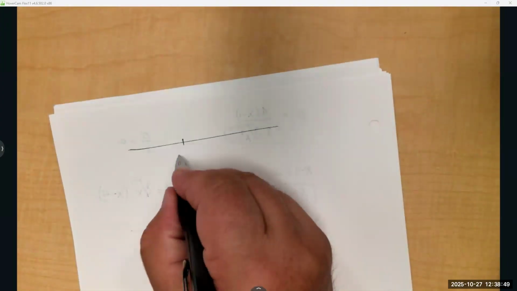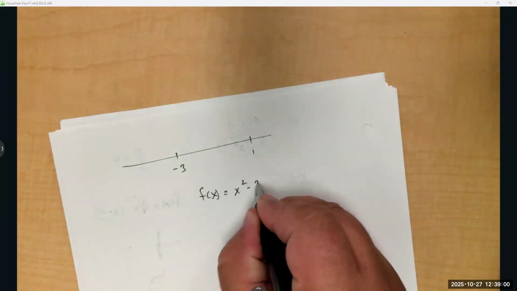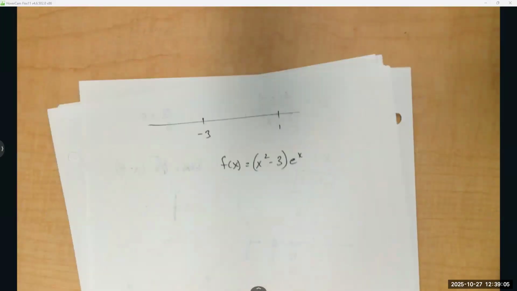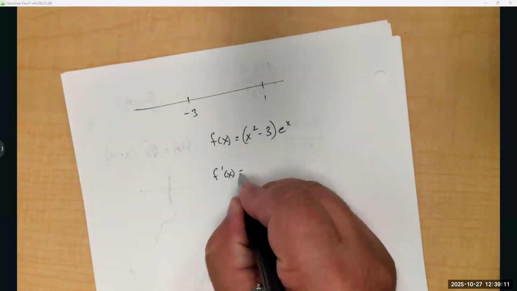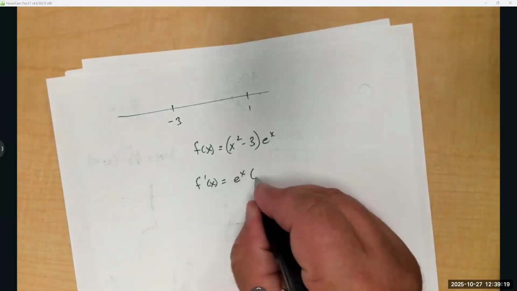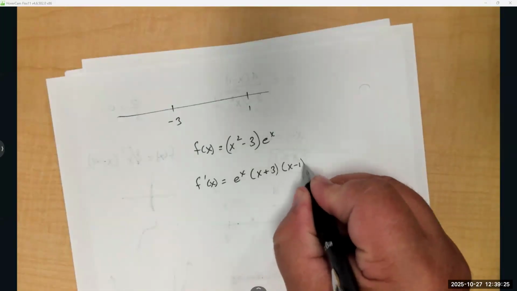All right, so we know our critical values are at -3 and +1, and the function itself was x squared minus 3 e to the power of x. And the derivative was e to the x times (x plus 3)(x minus 1).